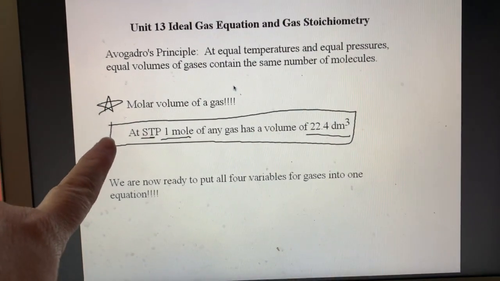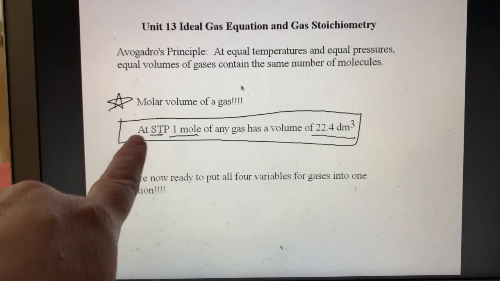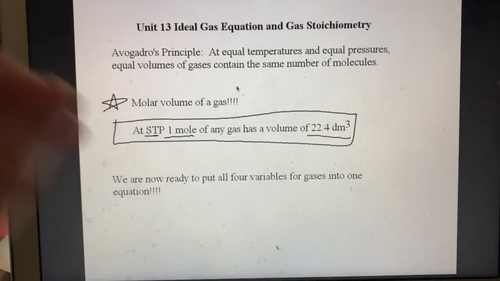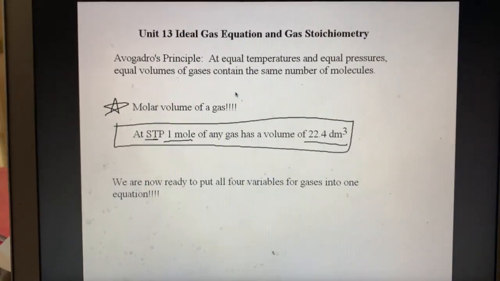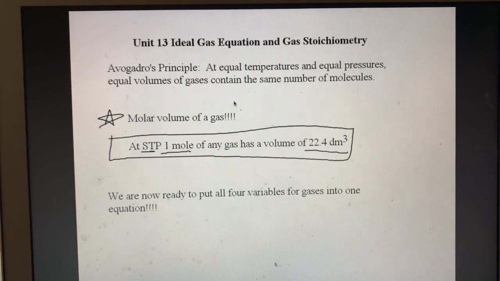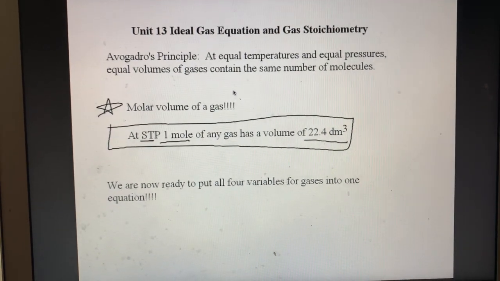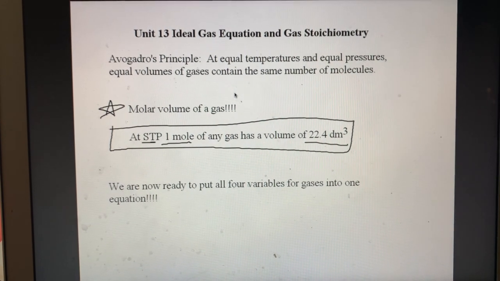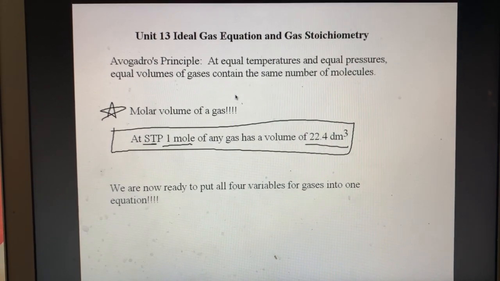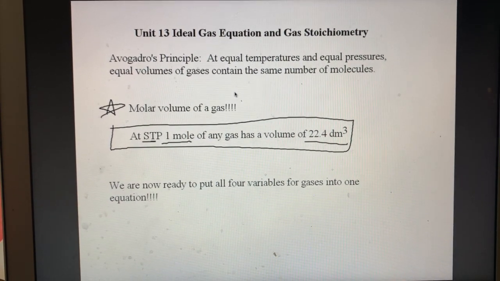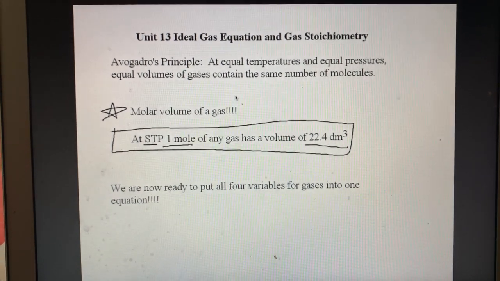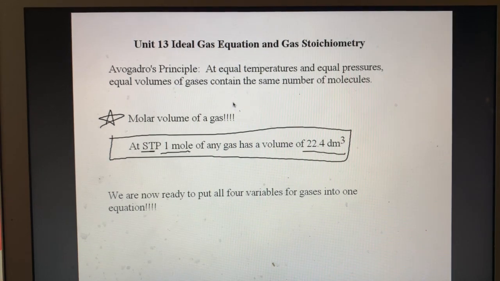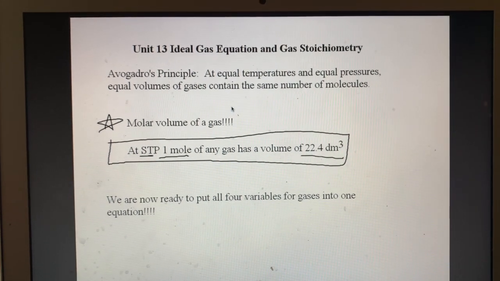And this is an important one, and this is why I have it starred. At STP, remember standard temperature and pressure, 1 mole of any gas, regardless of what that gas is, is going to have a volume of 22.4 decimeters cubed. Remember, a decimeter cubed is the same thing as a liter. There's going to be a lot of different conversion possibilities for you in this unit, so really make sure of those units and double check them. A decimeter cubed is the same as a liter.